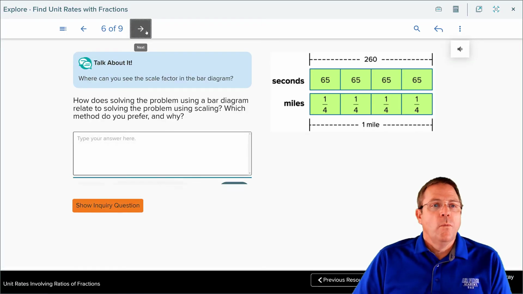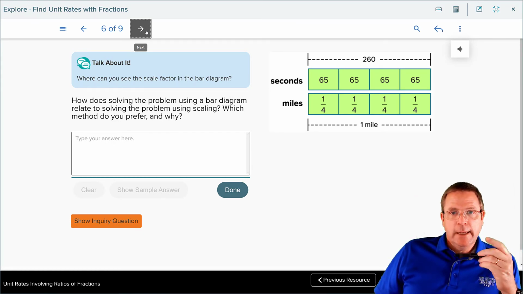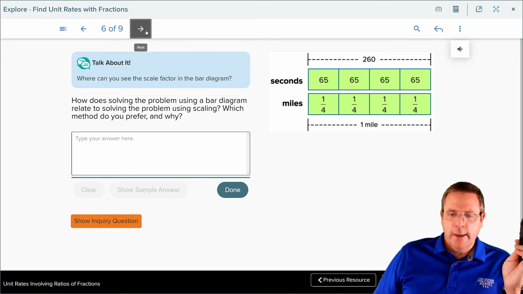Now, how does the problem using a bar diagram relate to the problem using scaling? Which method do you prefer? Stop and pause the recording, write down your answer, and then we submit it, and we will look at some sample answers after that.